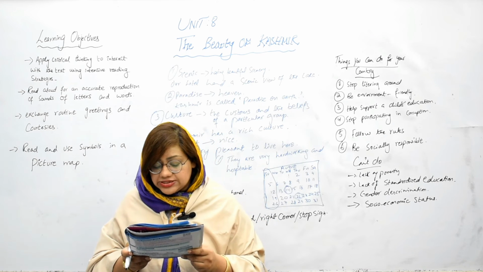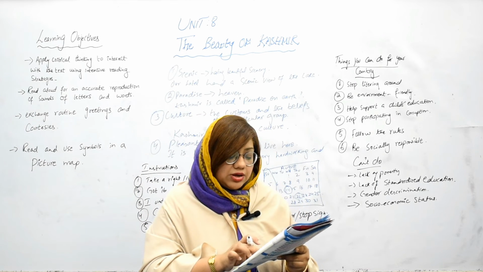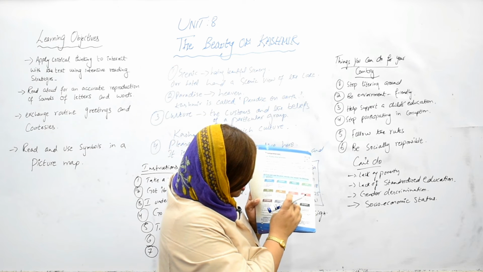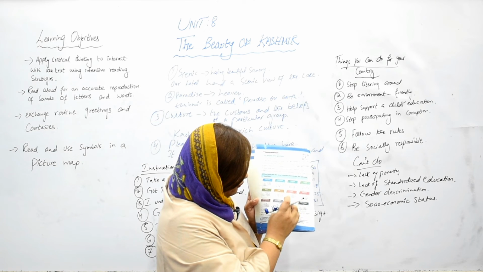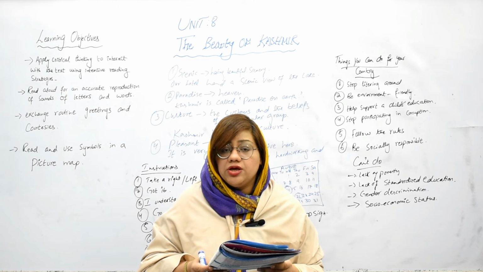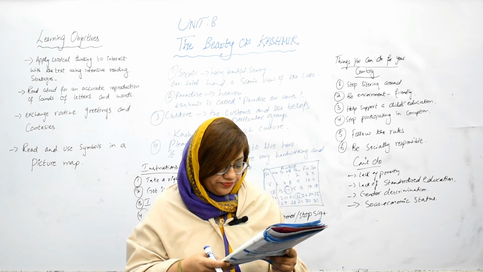Now how many Sundays are in the month of July? We can see the calendar of July. There are how many Sundays? 1, 2, 3, 4, 5. So how many Sundays are in the month of July? 5. So you all need to write 5.